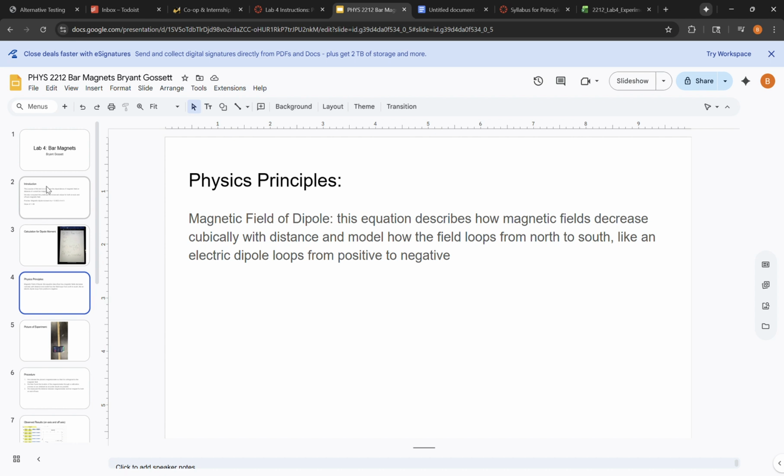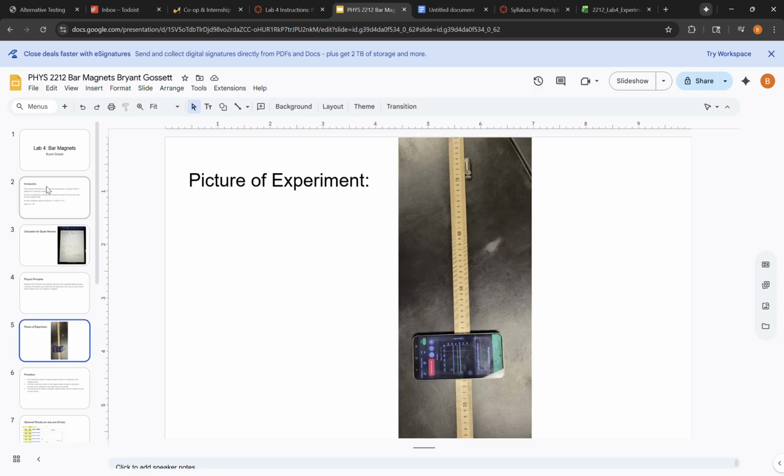Physics principles of the magnetic field of a dipole basically describes how magnetic fields decrease cubically with distance and model how the fields loop from north to south, just like the electric dipole loops from positive to negative. It's kind of like a dipole, except magnetic fields have no beginning or end, and electric fields definitely have beginnings or ends. And then we use perpendicular and parallel, but we use the more accurate dipole moment as calculated in the physics slide.